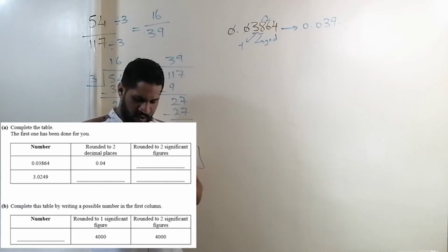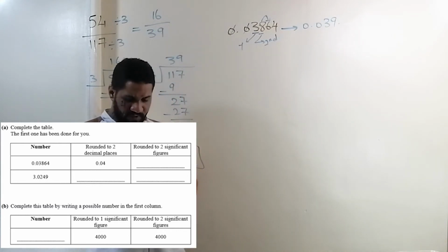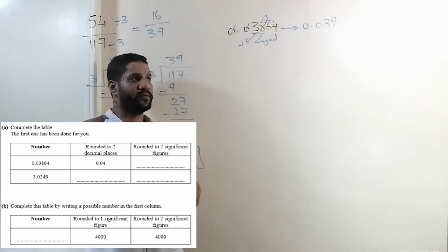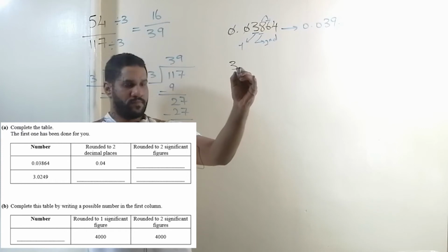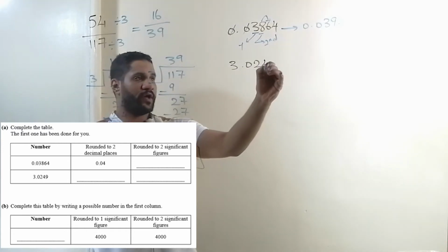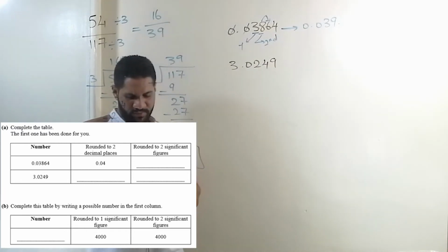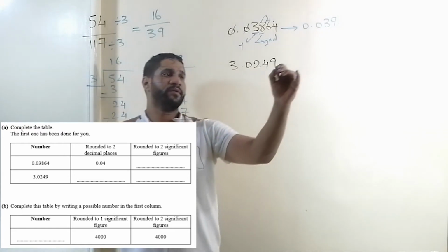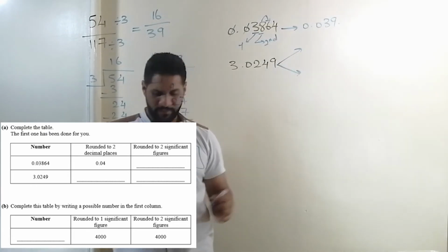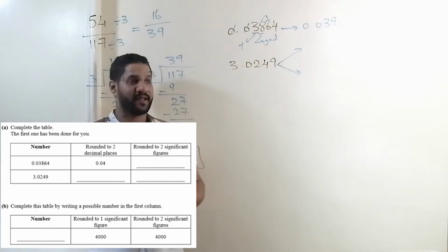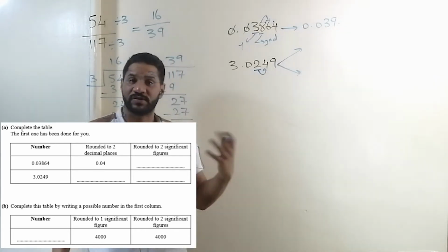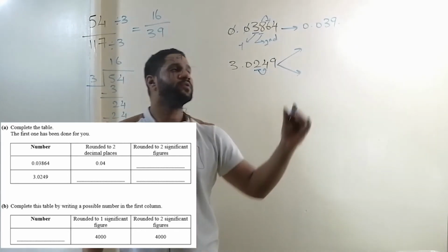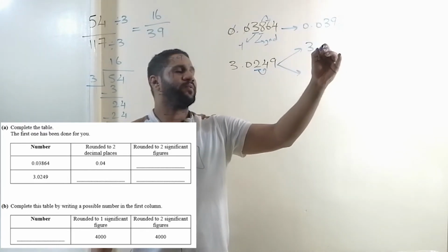0.039. If we look at the second one, he gave me this number, which is 3.0249, and he asked me to round it to the second decimal place the first time, and the second time to the second significant figure. So to round it to the second decimal place, here is the second decimal place, which is 2. Beside it is 4, a weak number, which won't affect it. So the answer is 3.02.